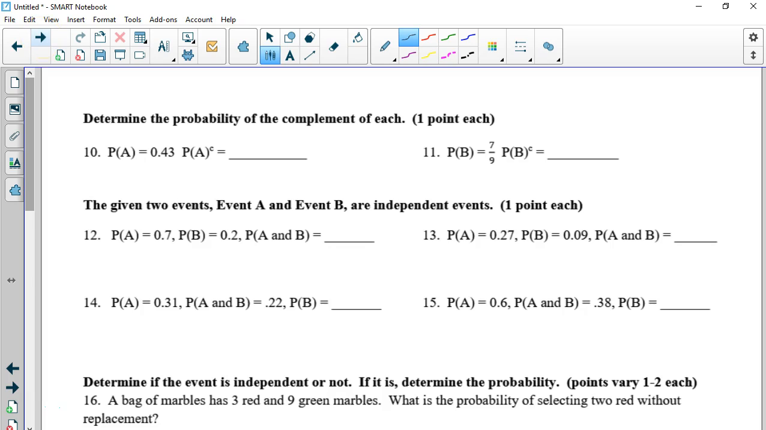Okay, back page. Determine the probability of the complement of each. Okay? Well, remember, complement, we're stepping away from geometry in the sense of, we're used to thinking complement means adds up to 90 degrees. Not here. Okay? Complement means what would make 100%. 1, 1.00, 100%.